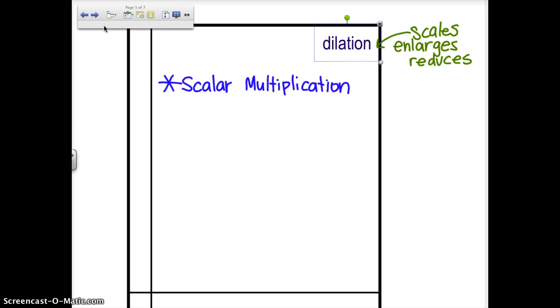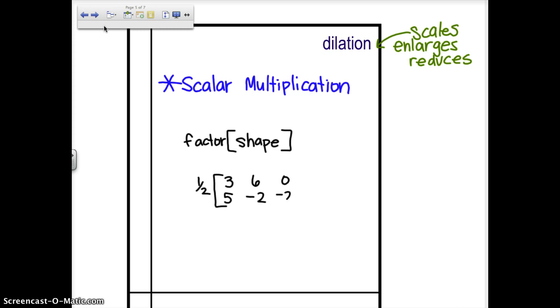Okay, so we take our coordinate matrix representing our shape, and we multiply it by a factor. That factor acts as a scalar multiplication. So let's say you're dilating by a factor of 2, you're going to have a 2. With our matrix, let's say we wanted to dilate by a factor of 1/2. So we have our 3, 5, 6, -2, and 0, -2. And we're going to make it half the size.